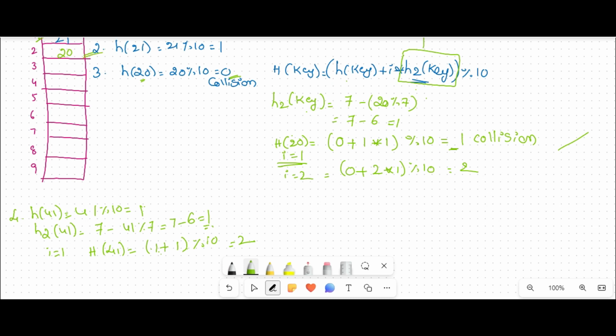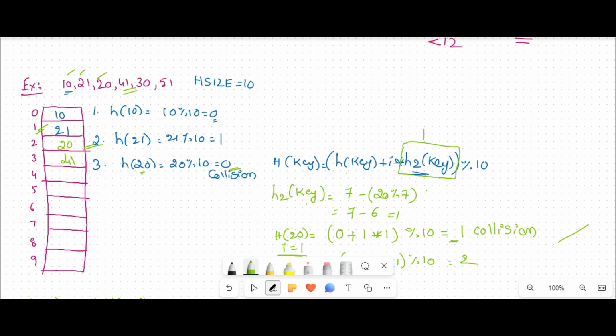Second bucket is also full. Then what shall we do? We will take I equal to 2. H of 41 equal to small h of 41 plus 2 into 1, modulus 10, which is equal to 3. So the next element is inserted here. So 41 is inserted in the third bucket. Okay. So now I want to take off. I will solve here. It is easy.